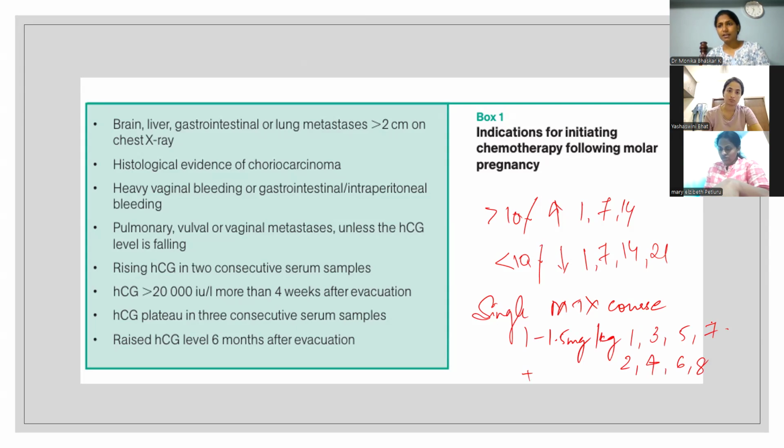So this is the single course which is given in cases of prophylactic chemotherapy. Okay.